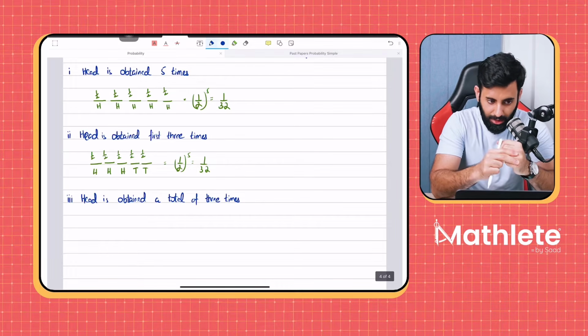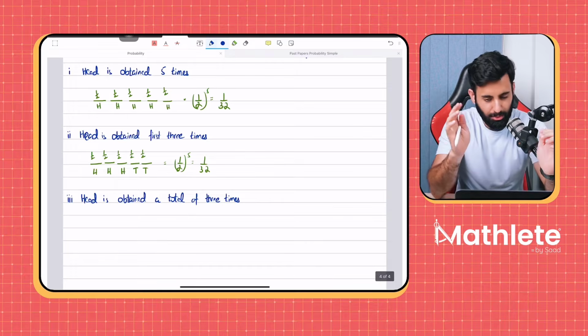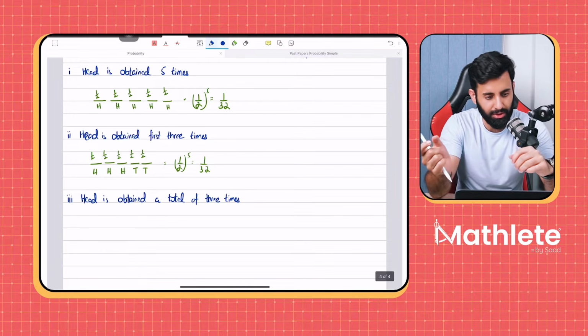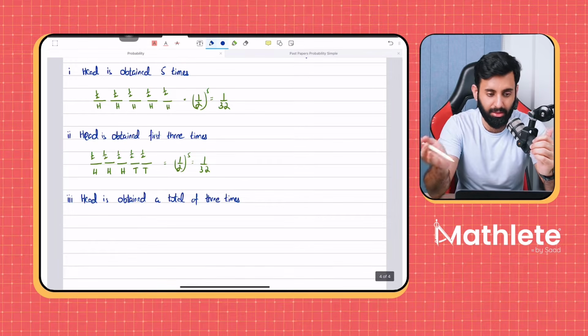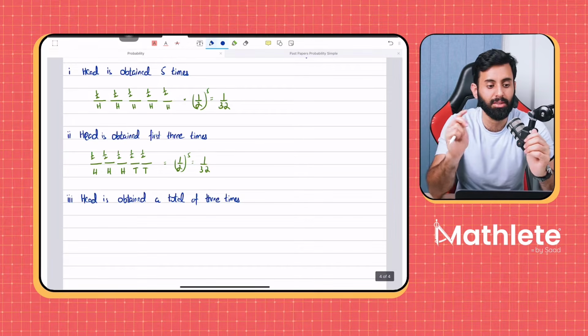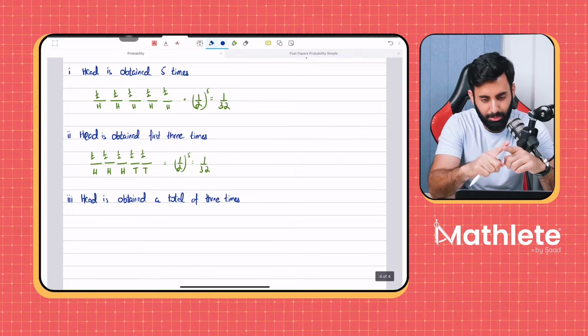No order. That's true. So part two was very specific that you should get heads the first three times. It doesn't matter what you get the next two. That means you should not get heads the next two times, which means you should get tails. Here the question says heads is obtained a total of three times.